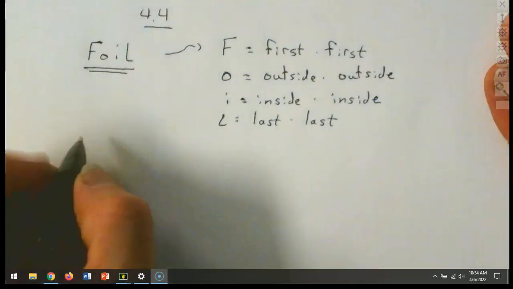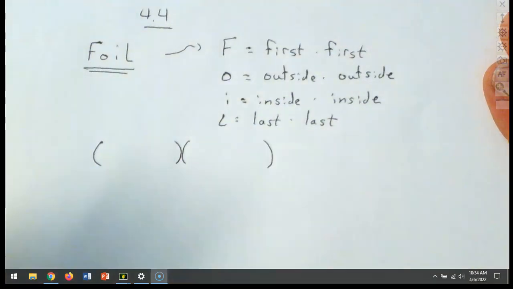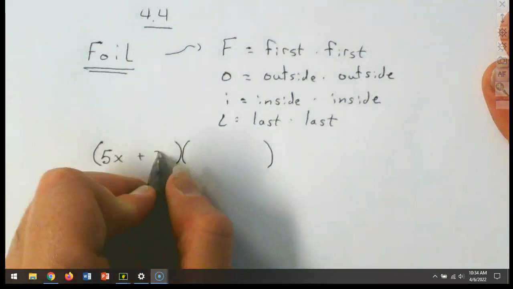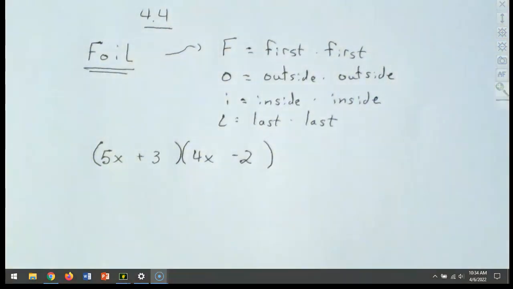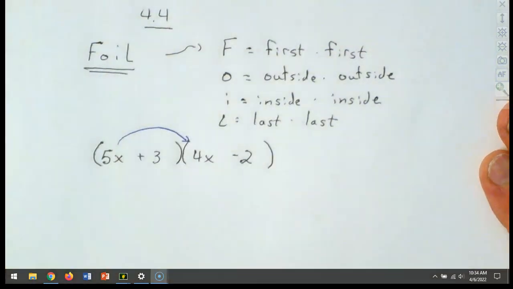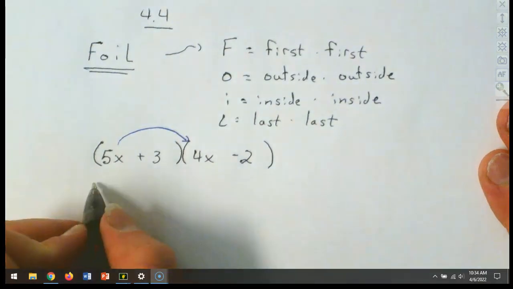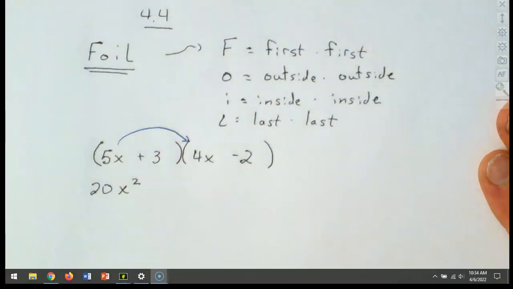So let's use the FOIL method to multiply out this binomial. So we want to go ahead and use the FOIL method here to multiply out these two binomials. And so what do we do? We take the first times the first. Okay, so first times the first would be 5 times 4. Okay, 5 times 4 is a 20. And x times x, that makes it an x squared.